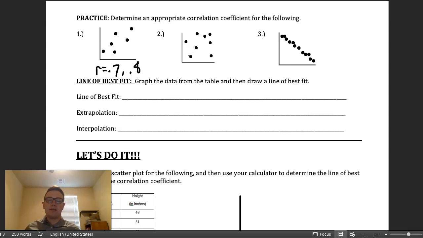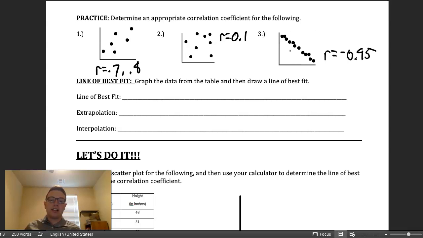What about this one? This one, it's hard to say. There might be a small positive correlation. There might be no correlation. Can we see it sort of going up? Maybe. I might put this slightly positive, like R is 0.1. And what about this? Well, it's negative and it's pretty tight. It's pretty close to a line here, meaning that this would be pretty close to -1, maybe -0.95.